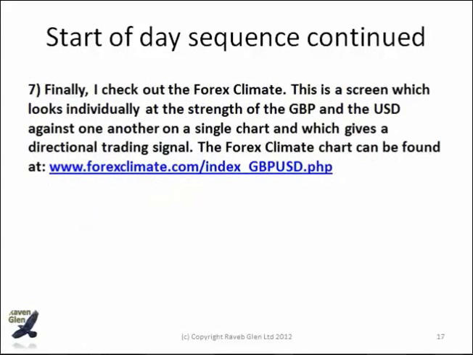The last part of my startup sequence is to check the forex climate. This is a screen which looks individually at the strength of currencies, including the pound and the dollar, against one another on a single chart, and this gives an excellent directional trading signal.